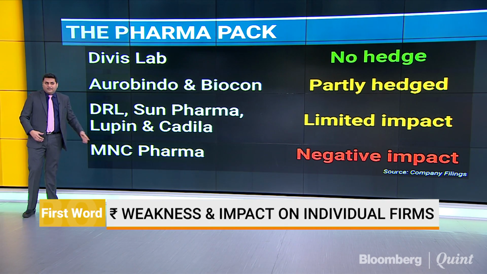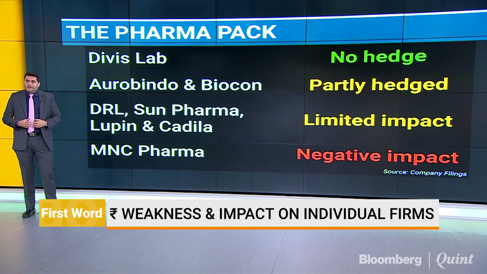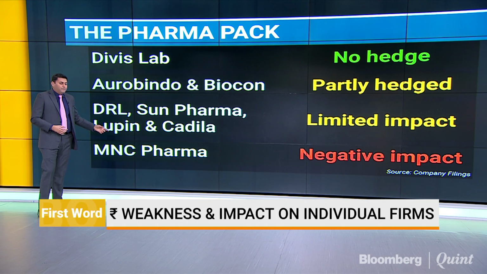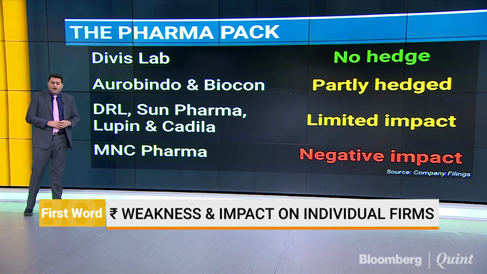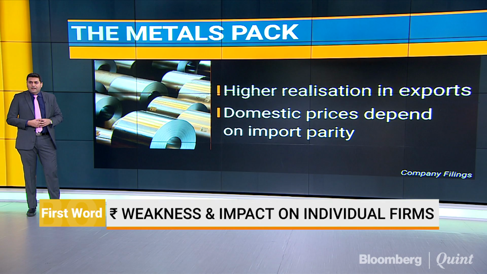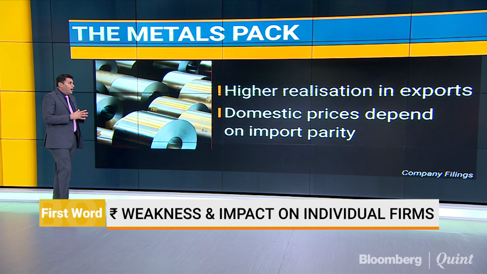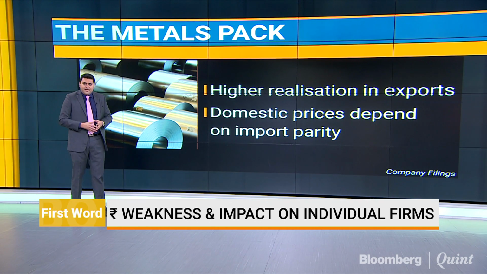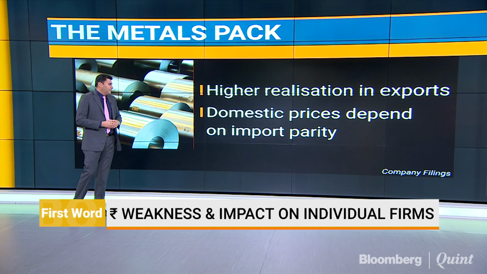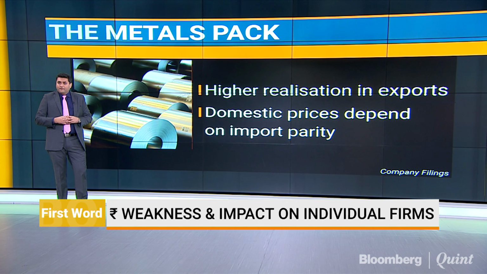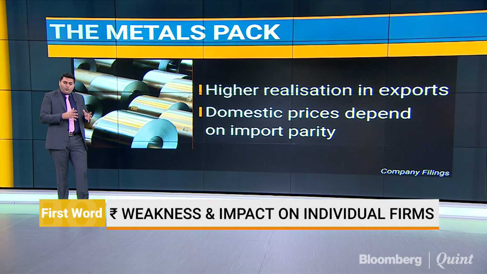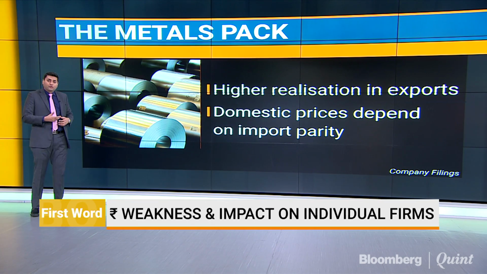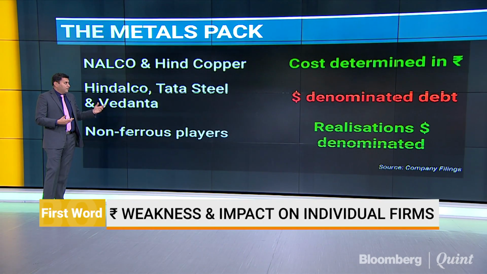And the MNC Pharma, it's a negative impact because they import significantly from their parent, and that is why they will be negatively impacted because of the rupee move. The other pack that we want to talk about is basically the metal pack. Higher realizations will come in because of exposure, because they are linked to global prices, and domestic prices depend on the import parity. A lot of companies which have their cost in dollar, and then they have their realizations in dollar, like a Hindustan Copper or a Nalco, will benefit much higher.